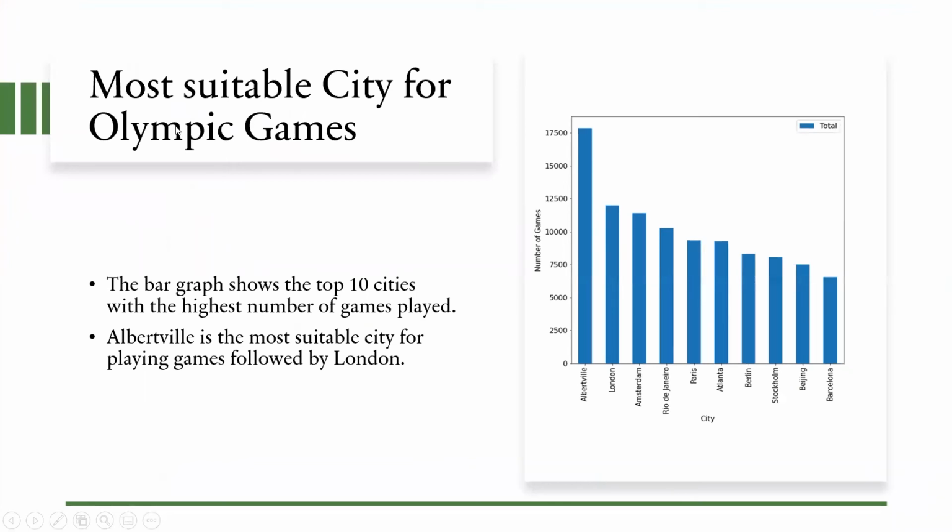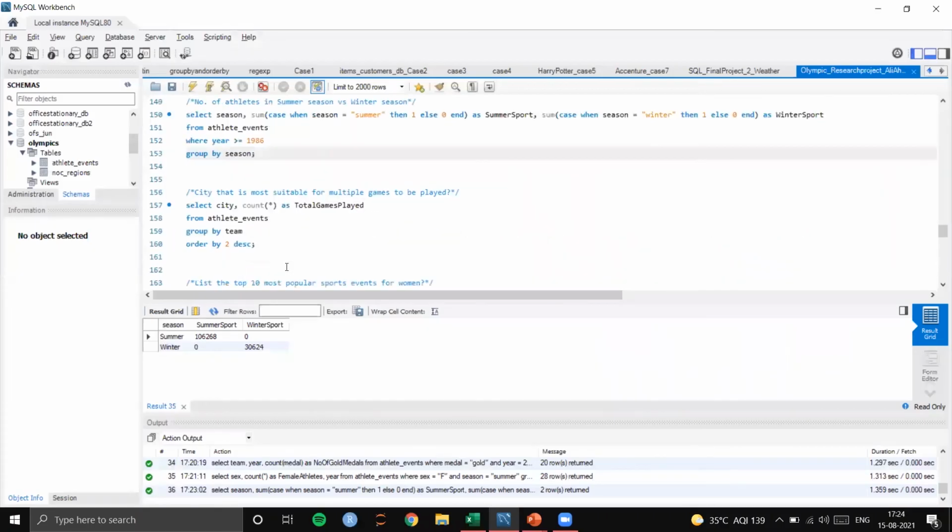Now coming to the most suitable city for Olympic Games. In this bar graph, you can see the top 10 cities with the highest number of games played. Albertville is the most suitable city for playing games, followed by London, Amsterdam, and so on. This bar graph was achieved by a SQL query. Let me show the SQL query.